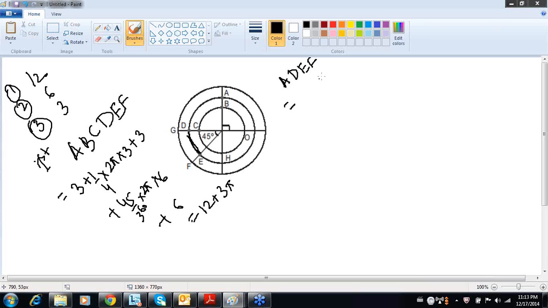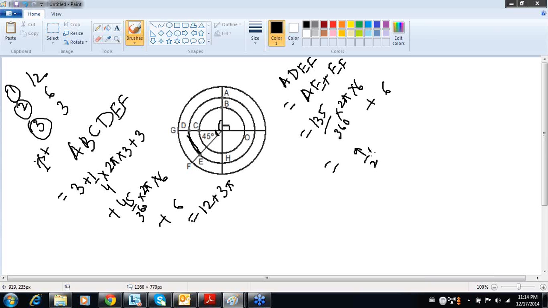So in finding out AD plus DE will be AE. So we'll find out AE plus EF. So that will be easy. AE will be what? 135 degree, 90 this and 45 this. So 135 degree sector into 2 pi R plus EF. EF is 6. So it will come out to be what? 9 by 2 pi plus 6.